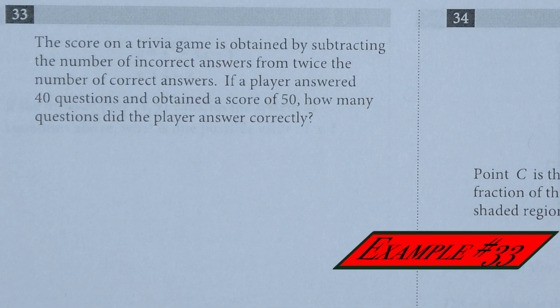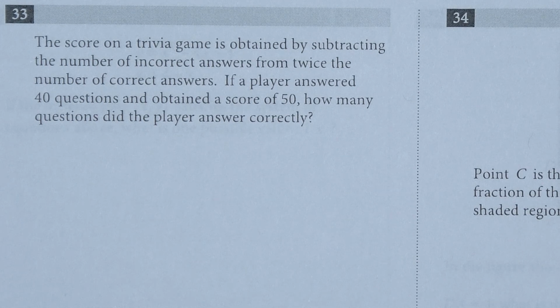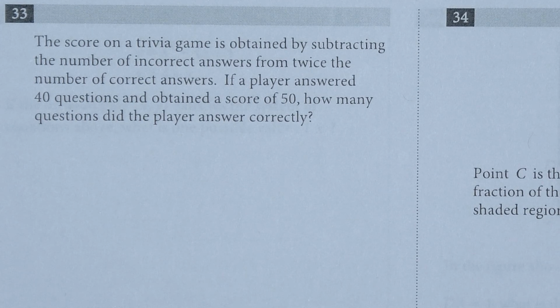The score on a trivia game is obtained by subtracting the number of incorrect answers from twice the number of correct answers.